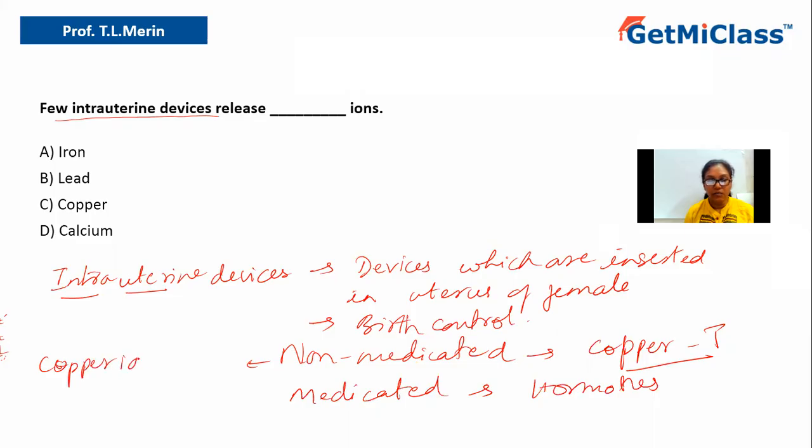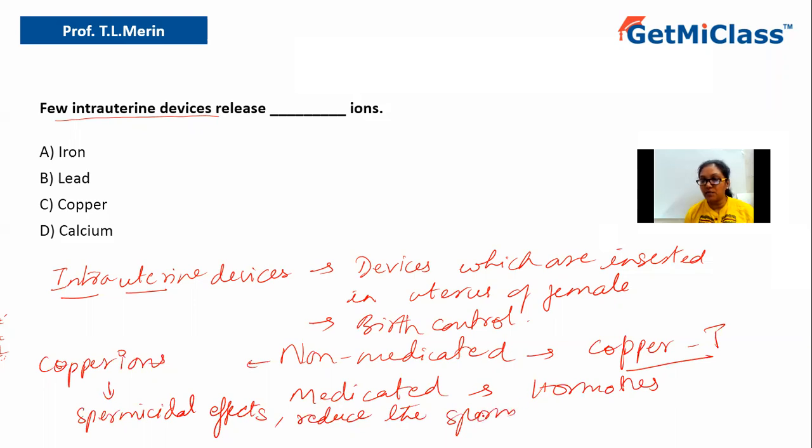What is the function of these ions? These have a spermicidal effect. That means they can kill the sperm, and they can even reduce the motility of the sperm. When the motility of the sperm is reduced in the vagina itself, the sperm will not be able to go through the uterus and reach the fallopian tube and perform fertilization. That is how copper ions play a major role, because they have spermicidal effects as well as reduce sperm motility.